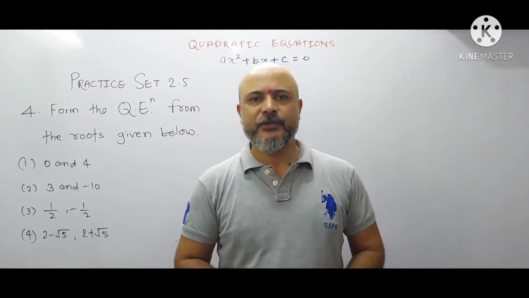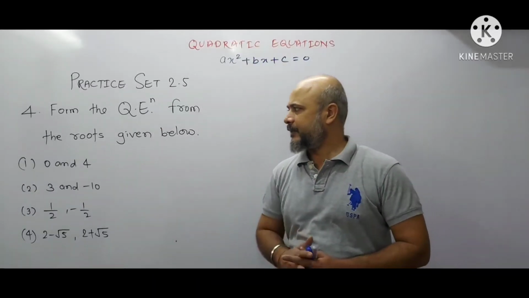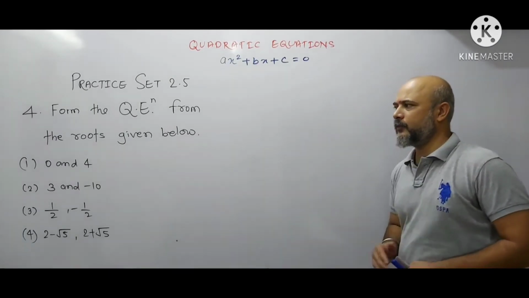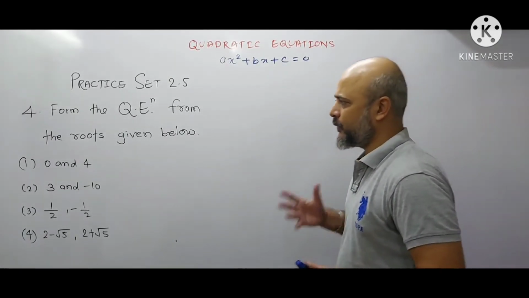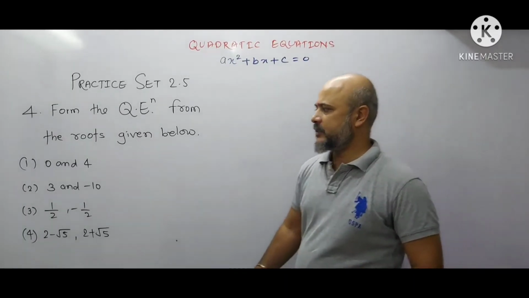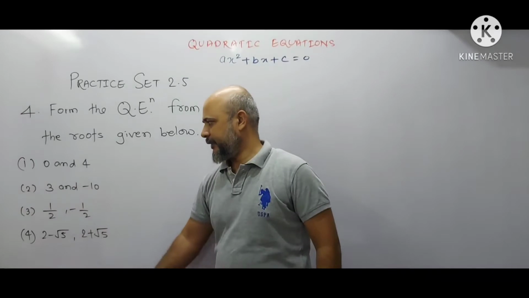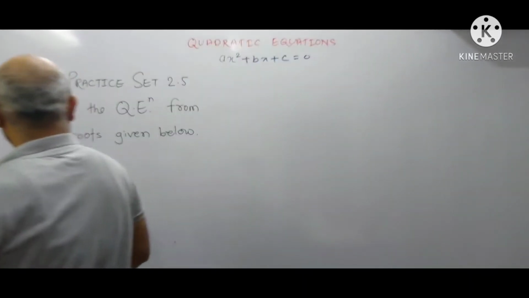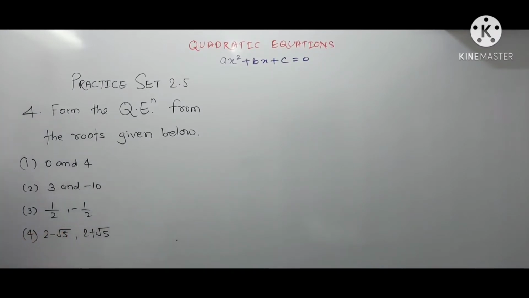आइए दोस्तों करते हैं क्वेश्चन नंबर 4 of practice set 2.5. You have to form the quadratic equation from the roots given. We know that there are two roots of a quadratic equation, that is alpha and beta. So this is the value of alpha and beta. Now we are going to frame or form the quadratic equation.